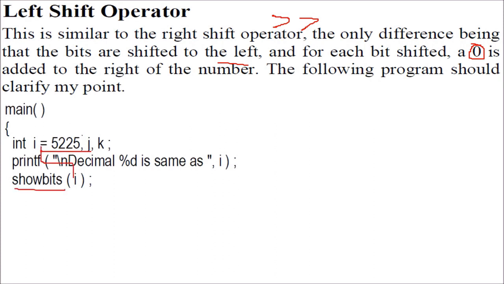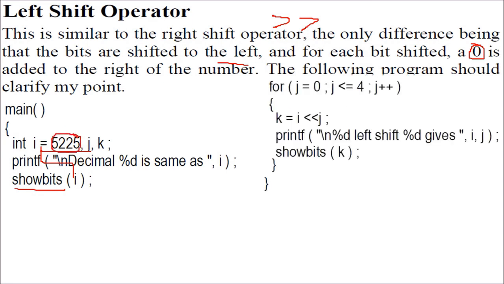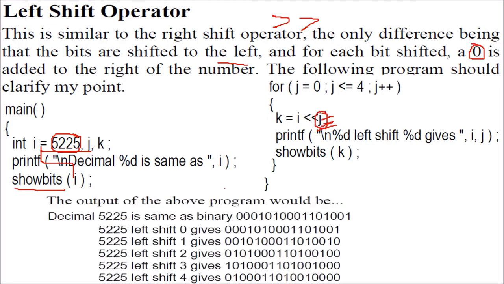This show bits function will find out the binary equivalent of this 5225, and then from 0 to 4, that is, one time we want it to shift by 0, then 1, then 2, then 3, then 4. So if you see, the shifting is done as a left shift operator. So how to left shift? First of all, we want to shift this binary equivalent by 0. So there will be no change. If you want to shift it by 1, just eliminate this, add a 0 here. You want to shift 2, eliminate these two, add one more 0 here, and likewise.